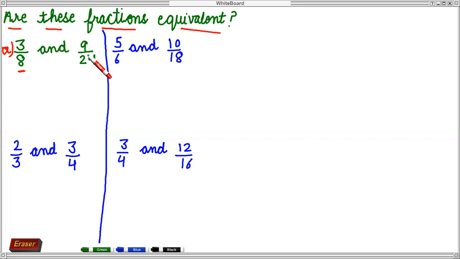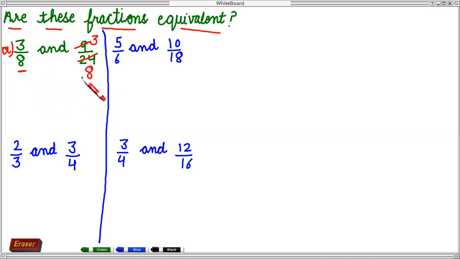Now coming to the other fraction, this is 9 by 24. Is there any table in which 9 and 24 both will come? Yes, it is a table of 3. So we will cut it. 3 times 3 is 9. 3 times 8 is 24.